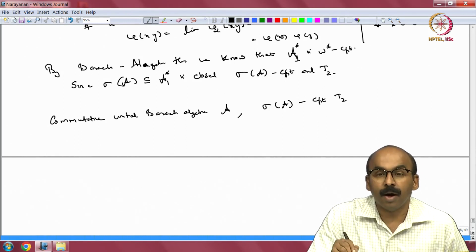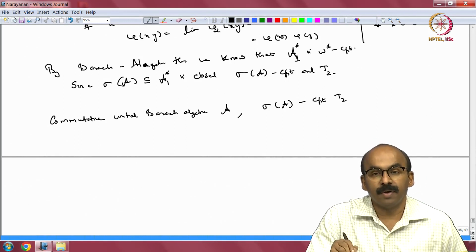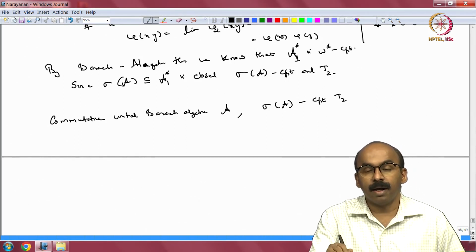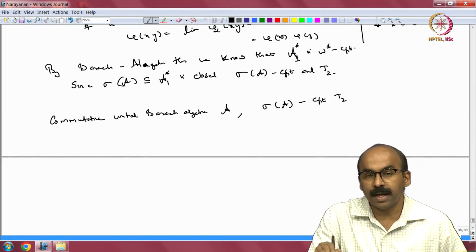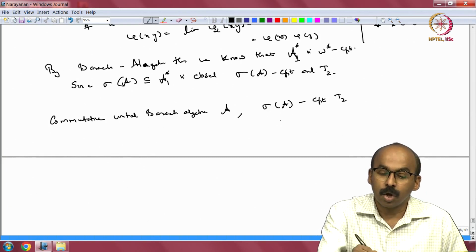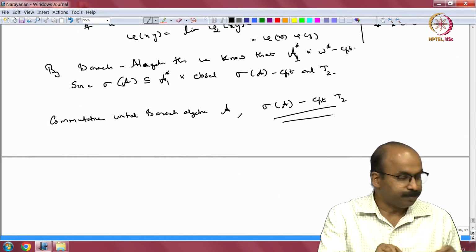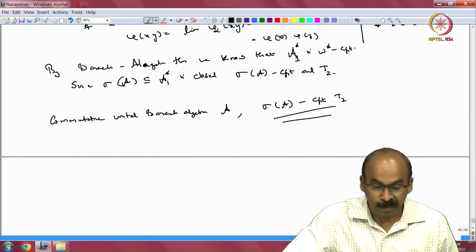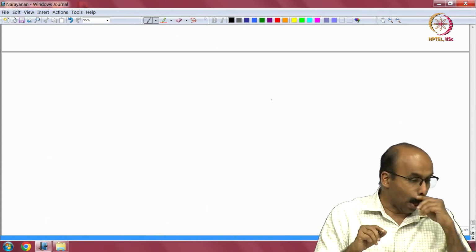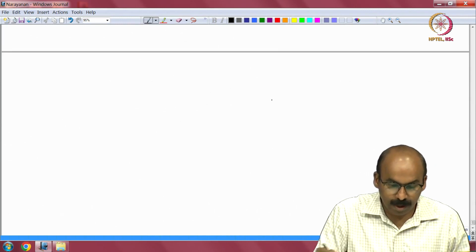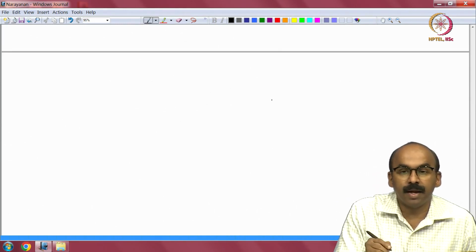Okay. Now, our aim is to see if A, this Banach algebra, can be viewed as a concrete object sitting inside continuous functions on this compact Hausdorff space. Okay. Let us see. So, before we go to that, we have to study ideals and so on.